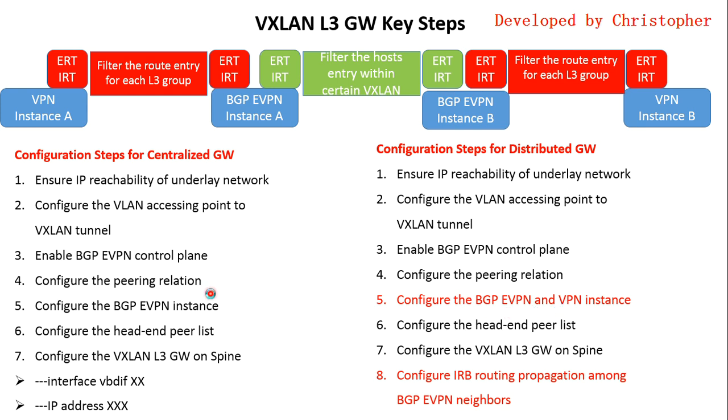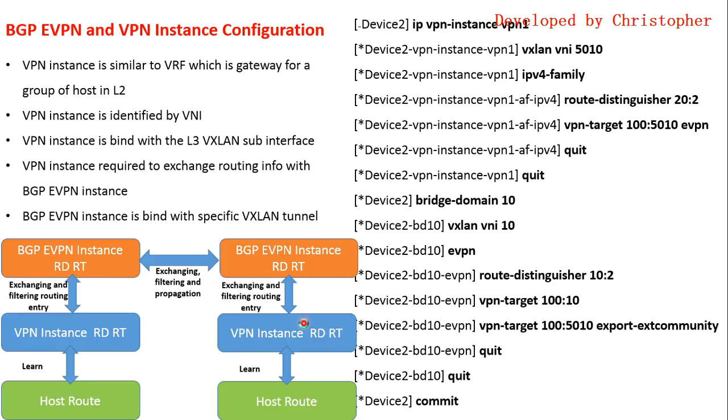For the centralized gateway, you just configure the BGP EVPN instance to propagate certain route entries. And then configure the head-end peer list, the same. Configure the layer 3 gateway on the spine. Here it is on spine and leaf. And then configure the routing propagation among the BGP EVPN neighbors. And then let's take a look at the code for the BGP EVPN and VPN instance configuration.